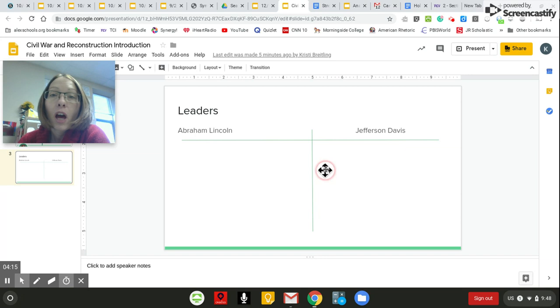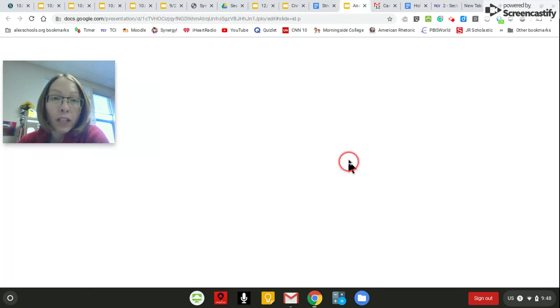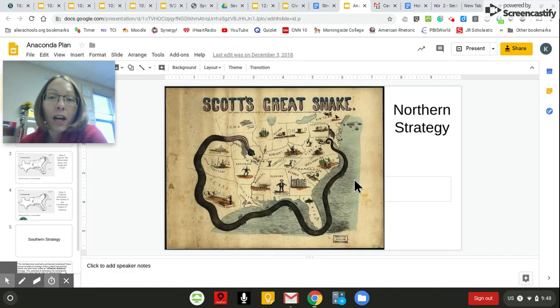And then finally, some classes we got to this and some we didn't, but this is the Anaconda Plan. This was the North's strategy to winning the Civil War. Winfield Scott is the general of the Union, the North, at the beginning, and this was his plan. It had actually 3 parts to it. So when you look at this, think about what you notice. This is a snake. You're noticing where it's at. It's around the South and out over here and coming down through here.